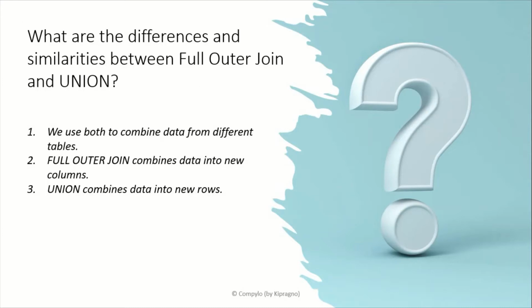What are the differences and similarities between full outer join and union? We use both to combine data from different tables. Full outer join combines data into new columns, whereas union combines data into new rows.